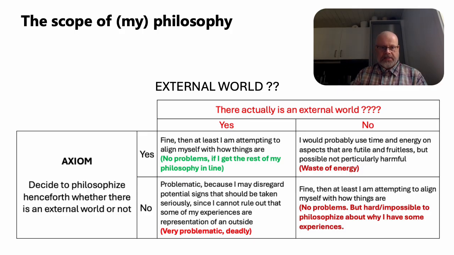From a cost benefit view, it seems like it's risky. I don't know how to better describe it, but maybe you could do a better job describing this. But I hope it gets across where I'm going, right? Okay, so what if I have an axiom that says there isn't an external world, and there isn't an external world, then at least I'm attempting to align myself with how things are. There are no problems, right? Because I'm not dealing with something that isn't there.